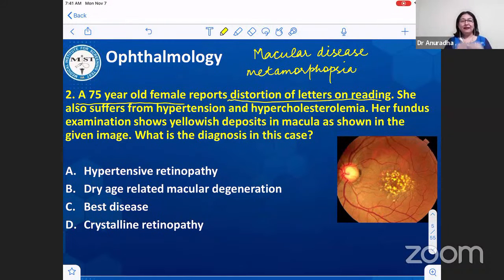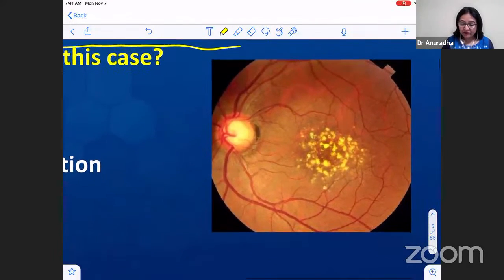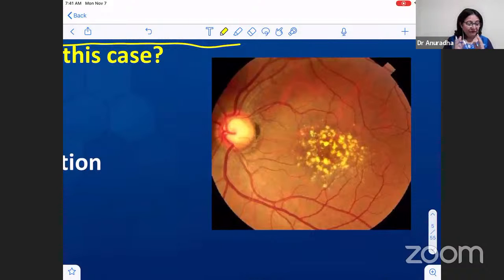Okay, let's go ahead. She also suffers from hypertension and hypercholesterolemia. Her fundus examination shows yellowish deposits in the macula as shown in the given image. What is the diagnosis? So the patient is elderly. The patient has symptoms of macular disease, which is metamorphopsia. And you have the classical image which they have already given, in which you see yellowish deposits. Absolutely great, my dear friends. You are at the right diagnosis.